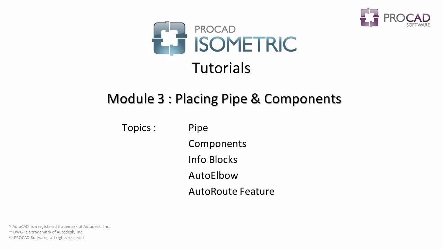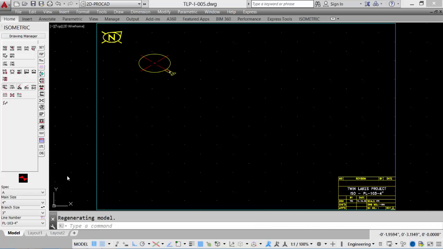Module 3, Placing Pipe and Components, covers the following topics: pipe, components, Infoblox, auto elbow, and the autoroute feature. The first topic in Module 3 is pipe. Let's place some pipe components.